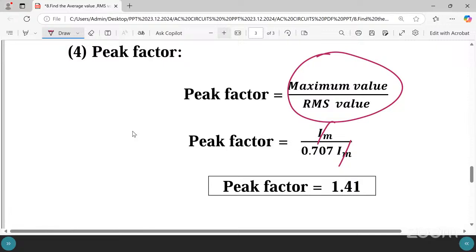Ninth topic. Find the average value, RMS value, form factor, peak factor for alternating voltage. Now write down the formulas.